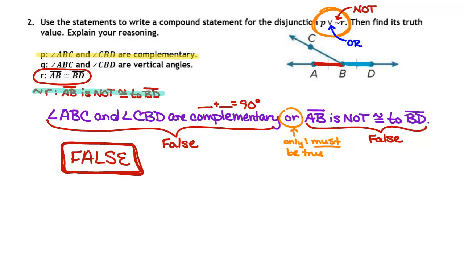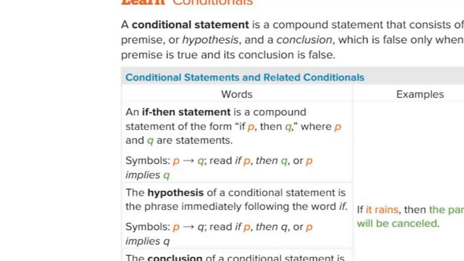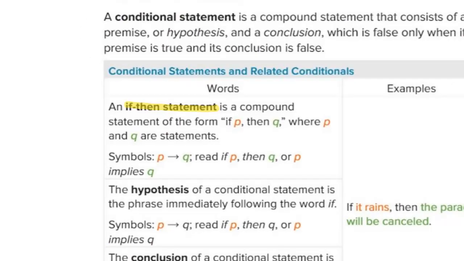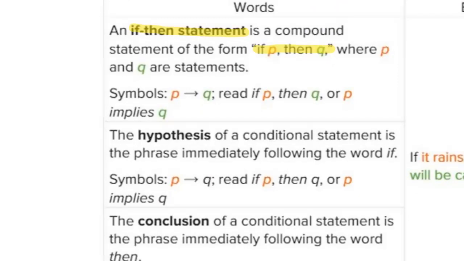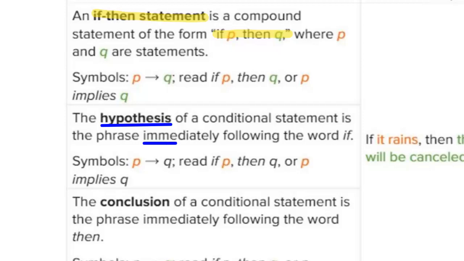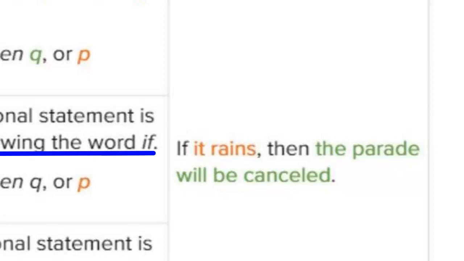Let's talk about something called a conditional statement now. A conditional statement is an if-then statement. If something, then something else. If P, then Q. A conditional statement is made up of two parts. It's made up of a hypothesis. This is the part that comes right after the word if. So in this example over here, if it rains is my hypothesis.